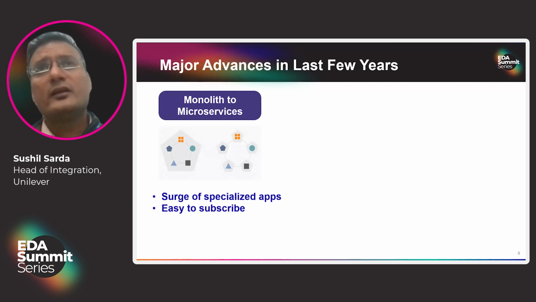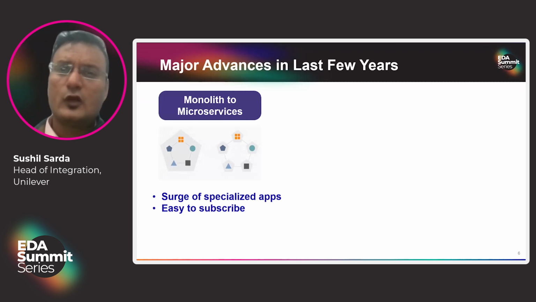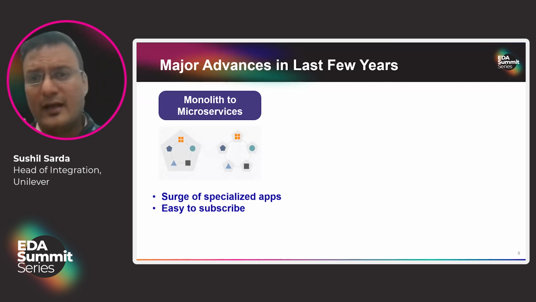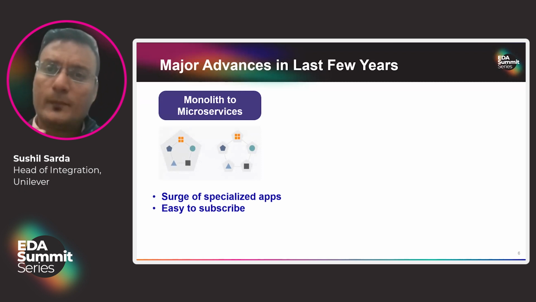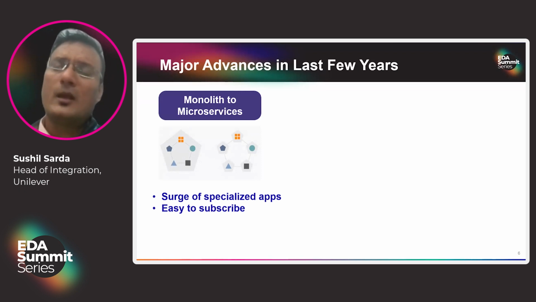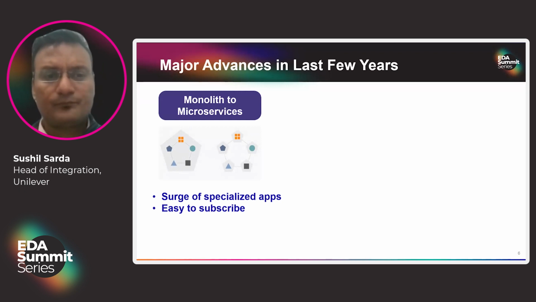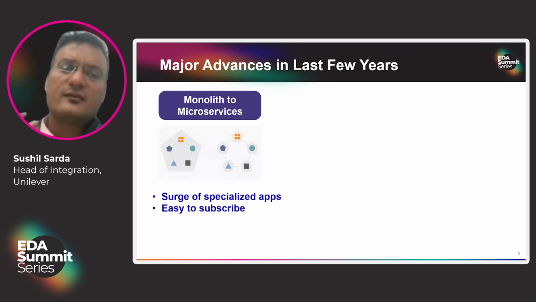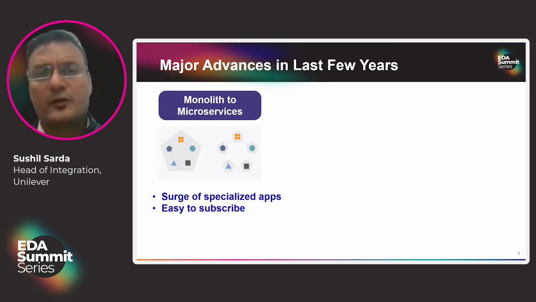Gone are the days when it used to take ages to build a product which will have a lot of functionalities. But now, because of microservices coming into picture, you got very, very small applications focused on particular functionality. And because of this, there is a surge of specialized apps. We call them hyper specialized apps. They will perform only one task at a time.